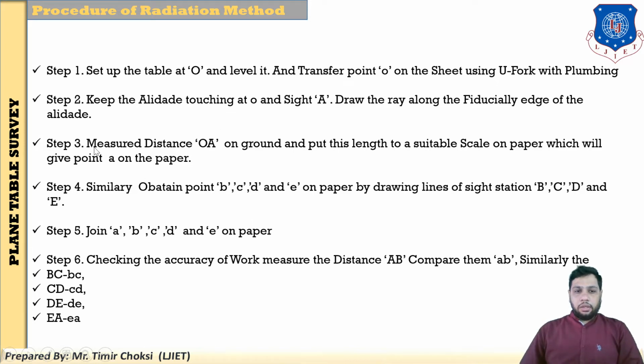Okay, so last step, checking the accuracy of work. Measure the distance AB and compare it, similarly B to C, C to D, D to E and E to A. So this is the procedure of the radiation method. First you write the use, second will be the figure and last will be the procedure.